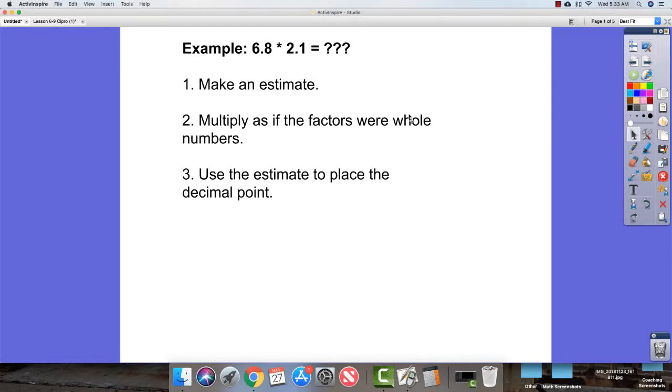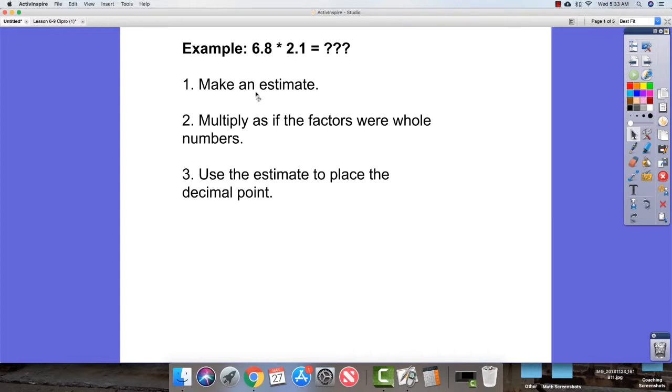Alright, so today I'm going to show you a video just to review how we can multiply decimals by decimals, okay? And it's pretty simple. We've talked about this before, but in case you forget, this is a good review video to watch. So we've got two different strategies.